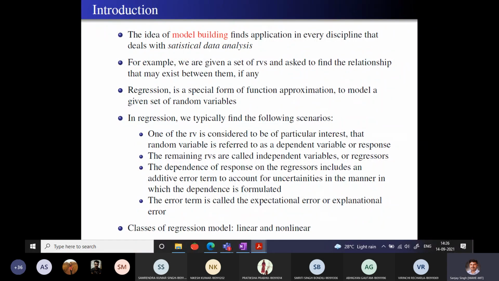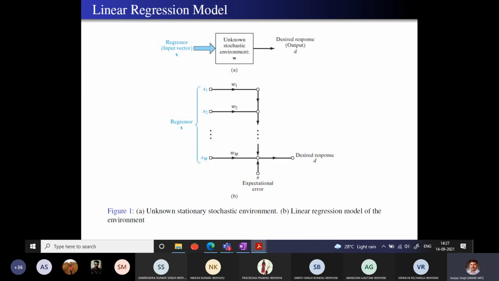And broadly, there are two classes of regression. One is called linear, another is called non-linear. Linear regression is mathematically tractable. Non-linear is also, of course, but it takes a lot of effort. But majority of the time, in this particular course we will be dealing with linear regression only. So today I'll complete this part for linear regression only, not non-linear. We'll see the non-linear part later if time permits.